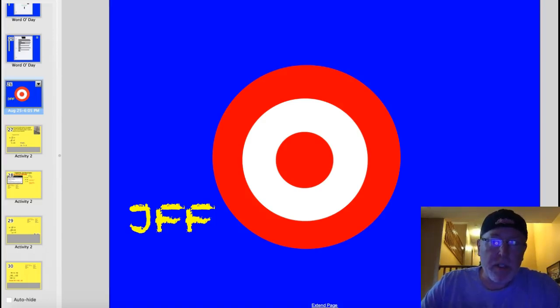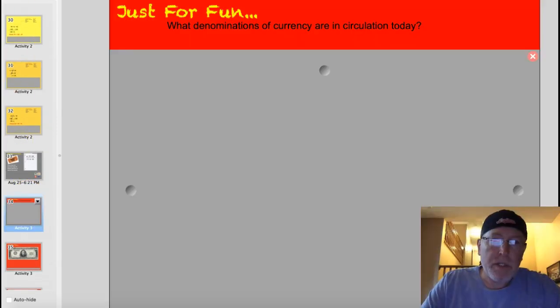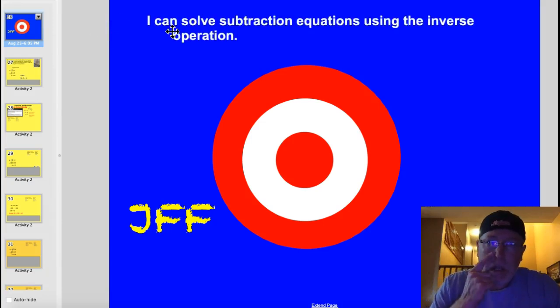Today we're going to be solving subtraction equations. Before we do that, let's go ahead and start with our trivia question: what denominations of U.S. currency are currently in circulation today? We'll be back with that after our instructions tonight. Officially tonight, our target is: I can solve subtraction equations using the inverse operation.